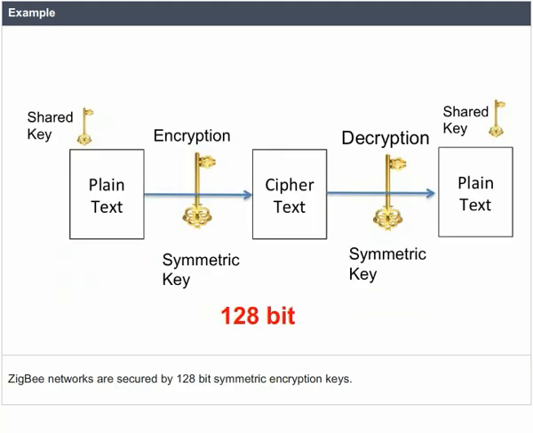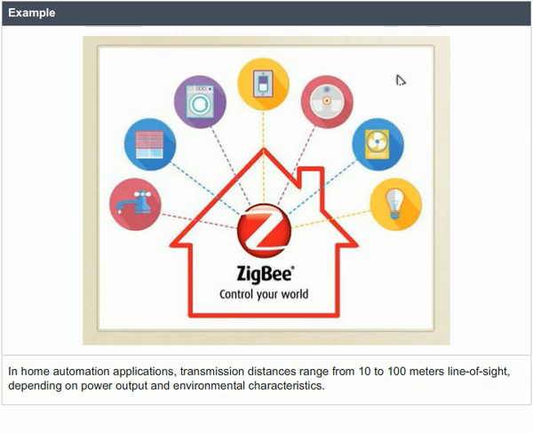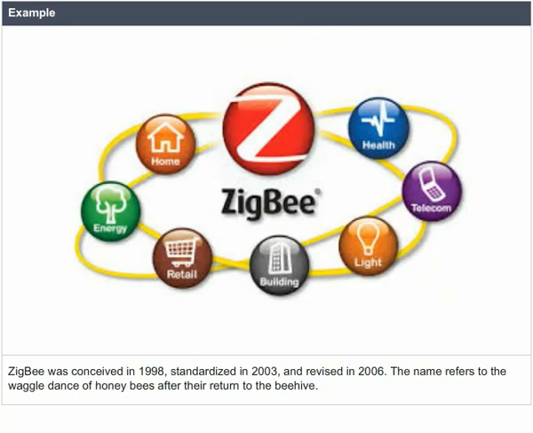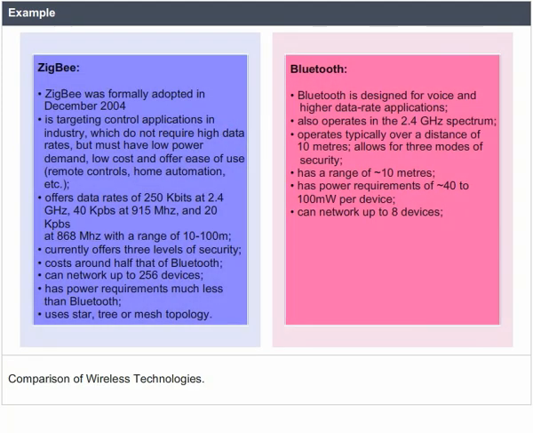Zigbee networks are secured by 128-bit symmetric encryption keys. In home automation applications, transmission distances range from 10 to 100 meters line of sight, depending on power output and environmental characteristics. Zigbee was conceived in 1998, standardized in 2003, and revised in 2006. The name refers to the waggle dance of honeybees after their return to the beehive. Comparison of wireless technologies. Zigbee was formally adopted in December 2004.